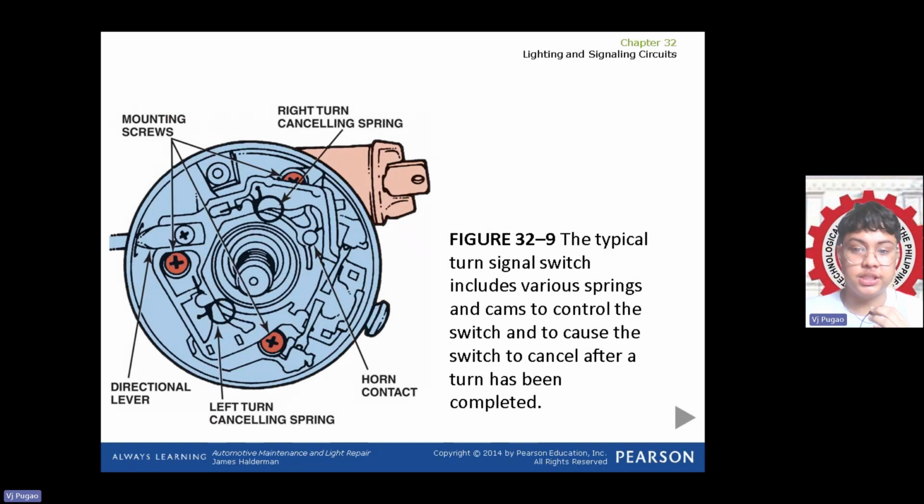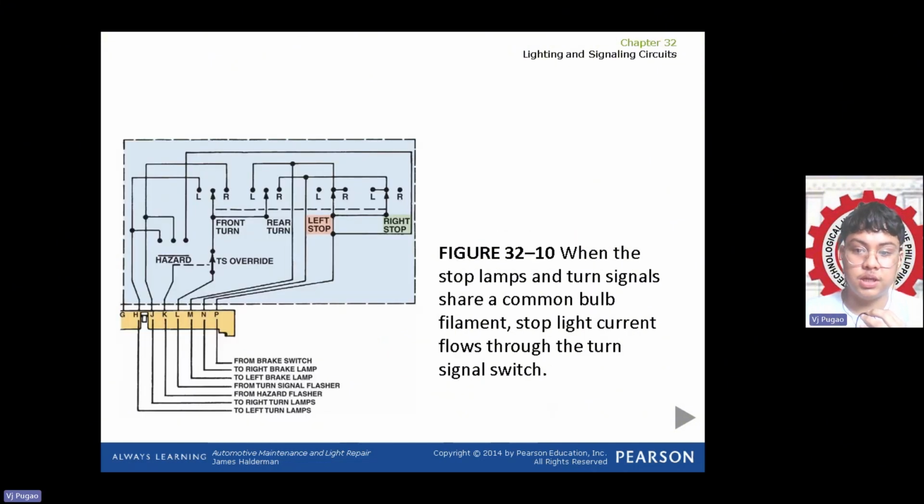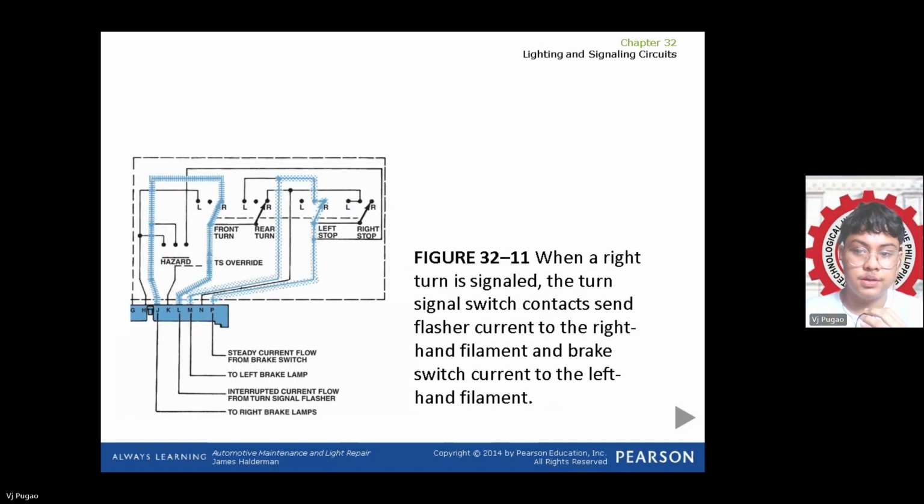The typical turn signal switch includes various springs and cams to control the switch and to cause the switch to cancel after a turn has been completed. In the stop lamps, turn signals share a common bulb filament with the stoplight. Current flows through the turn signal switch. When a right turn is signaled, the turn signal switch contacts send flasher current to the right hand filament and brake switch current to the left hand filament.